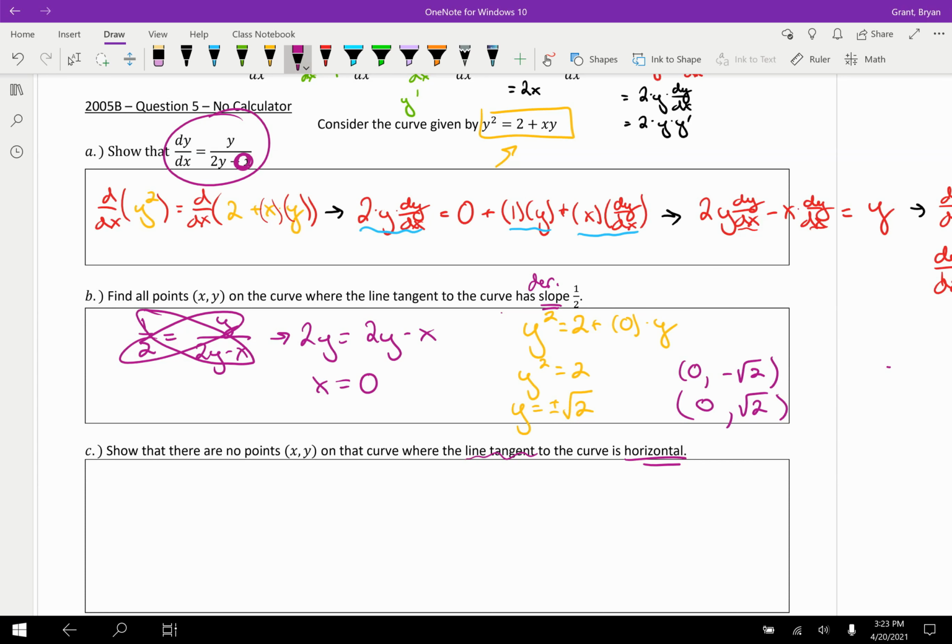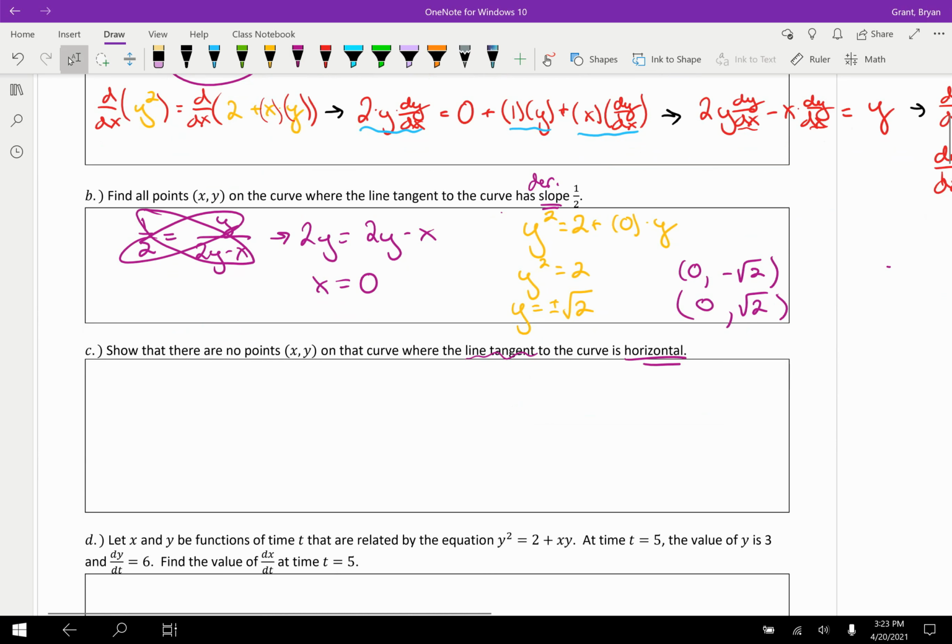That's that. Part C. Show that there are no points where the line tangent is horizontal. Well, what does a horizontal tangent mean? It means that the slope is 0. So let's do the exact same process. Slope is 0. Treat this as 0 over 1, not 0 over 0. 0 over 0 is undefined. 0 over 1 is the number 0. When you cross multiply, you get 0 equals 1y, so it means y equals 0.